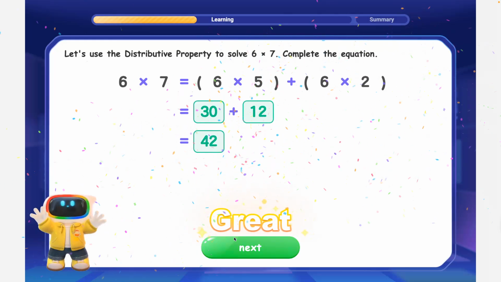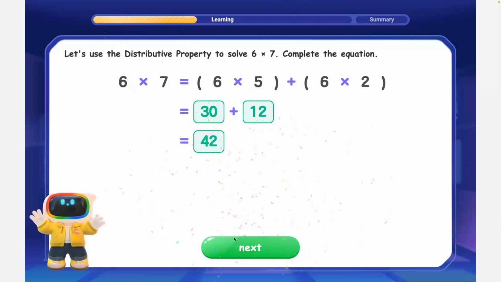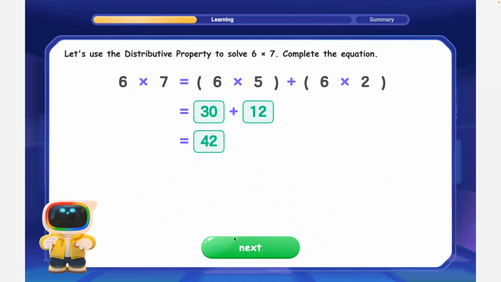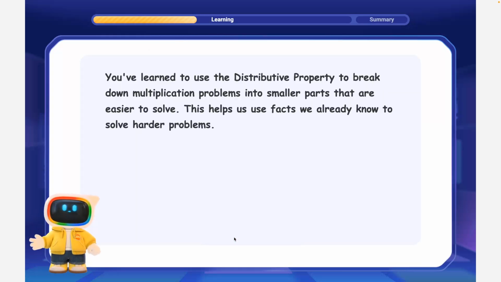Great job! 6 times 5 is equal to 30 and 6 times 2 is equal to 12, so 30 plus 12 is equal to 42. The distributive property helped us solve 6 times 7. You've learned to use the distributive property to break down multiplication problems into smaller parts that are easier to solve. This helps us use facts we already know to solve harder problems.